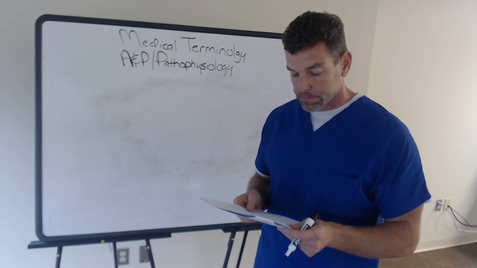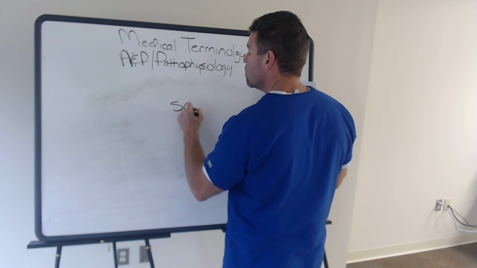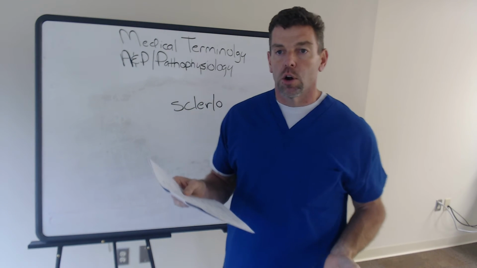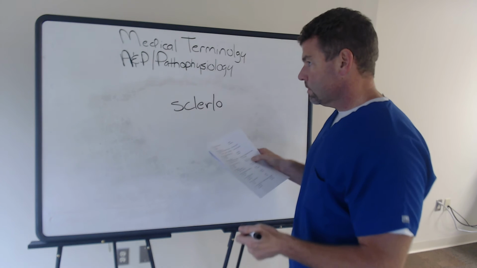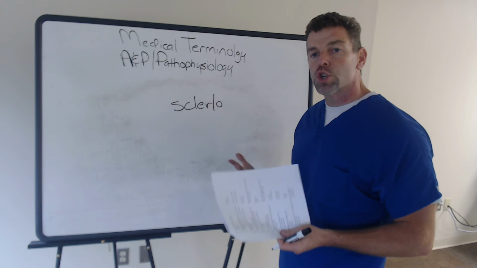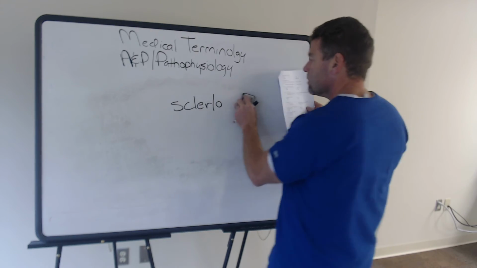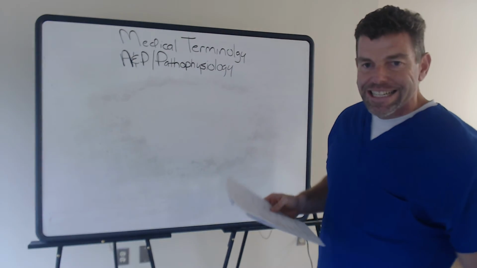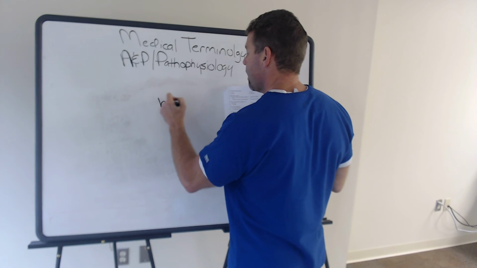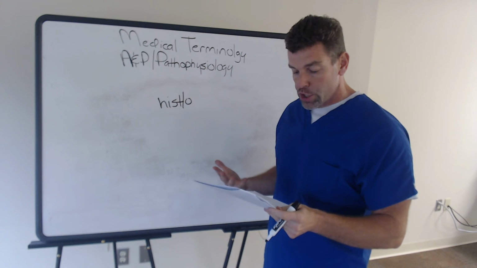A word part that means hard. Sclero. Sclero means hard. Scleroderma, for example, would describe hardening of the skin. We had cyto and cytologist a second ago. Histo means tissues. A histologist would study tissues.